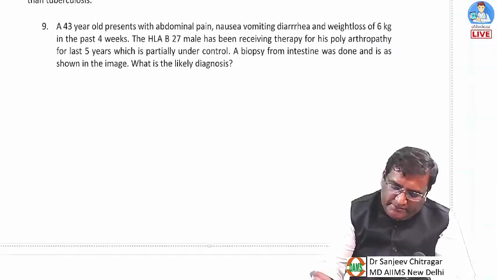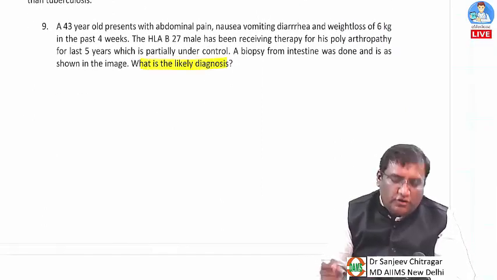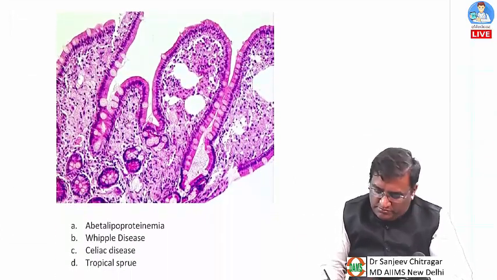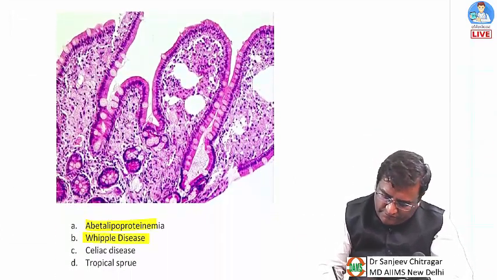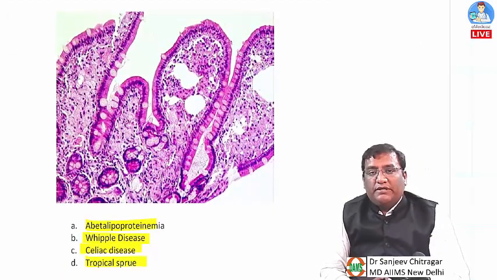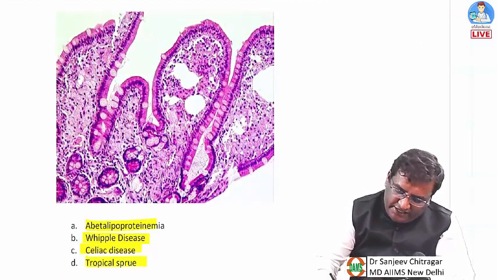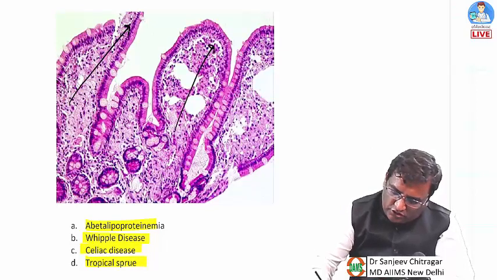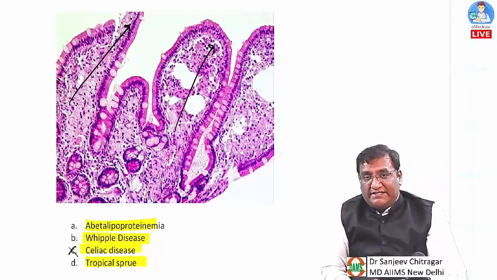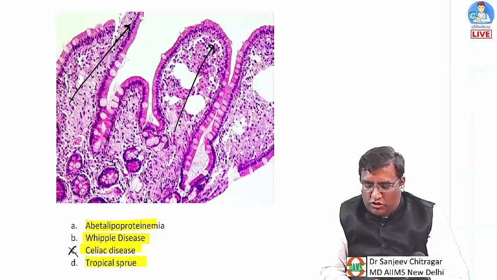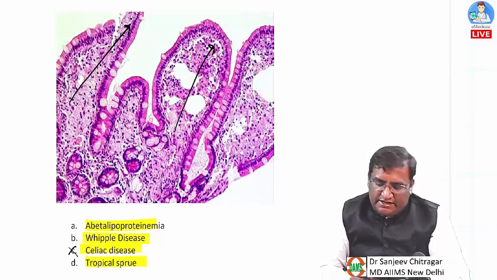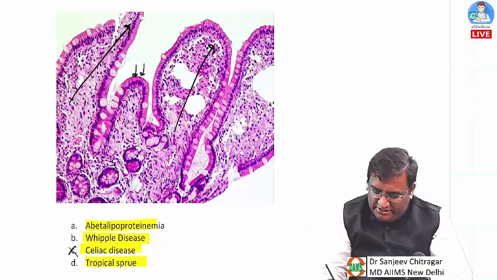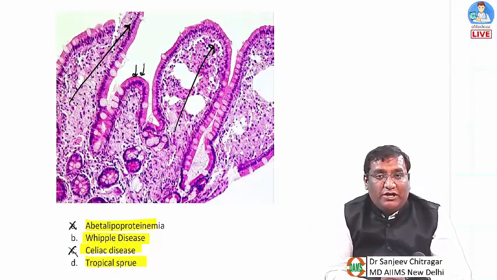Next question, question number 9. Not very lengthy, but anyway, last line. What is a likely diagnosis? There is an image given, and the options are abetalipoproteinemia, Whipple disease, celiac disease, and tropical sprue. I can definitely see the tall villi here, so it is not celiac disease straight away. Villi are tall, and not celiac disease. And the epithelium is not showing any fat, which is why it is not abetalipoproteinemia either.